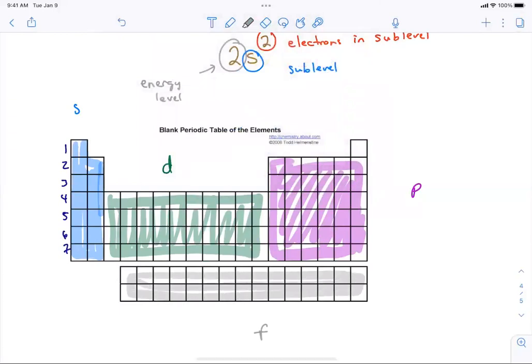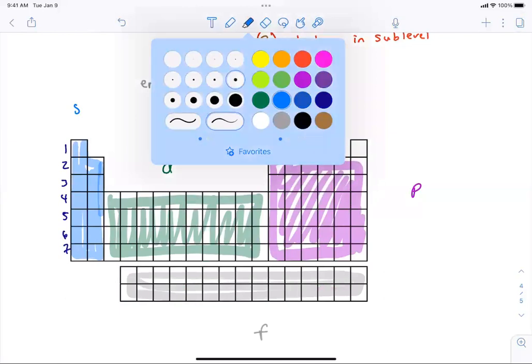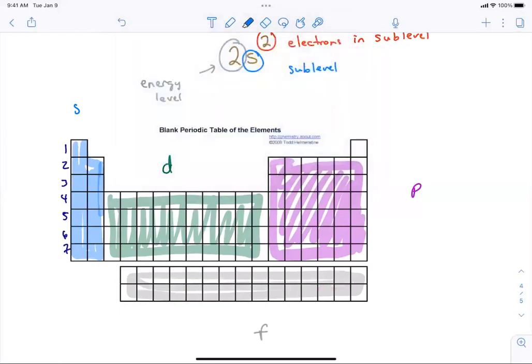Mr. Chong, is the one in the top right corner not part of the P sublevel? Yes, Pran, that's a good question. This up here is actually the one block on the right that's S, because the first energy level only has one S2, so this is considered one S2, right, Pran? Thank you. But everything else is purple.